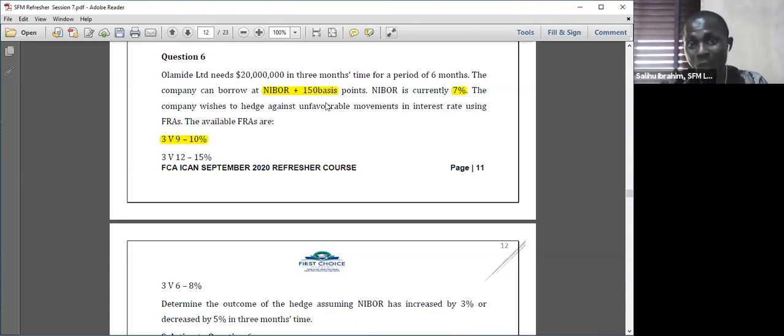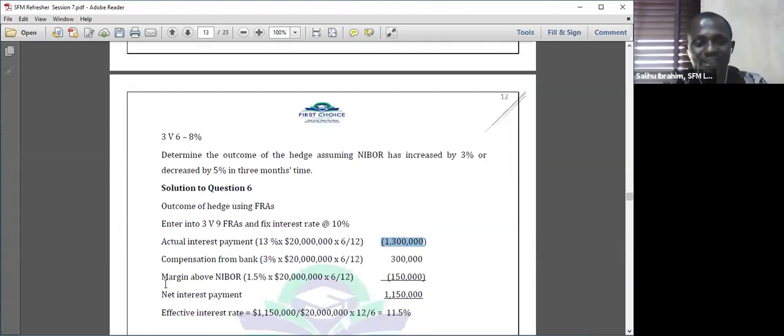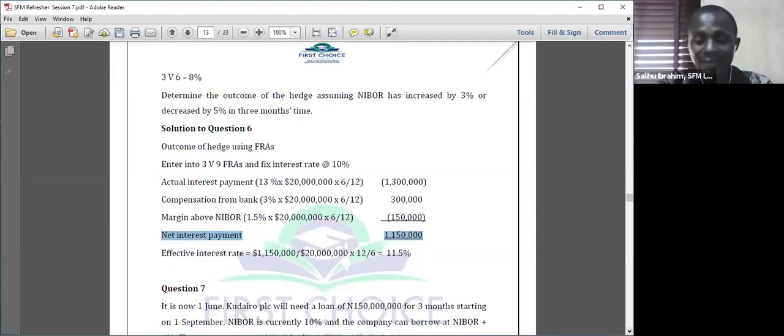That is what I'm paying on top. I have hedged my NIBOR using the FRA, but I did not hedge that 1.5%. So that is an additional rate I will need to pay. That's what we call margin above NIBOR. Margin above NIBOR is 1.5% times 20 million times 6/12. So it's 150,000. So the net interest payment is 1,150,000. That is my net interest payment.